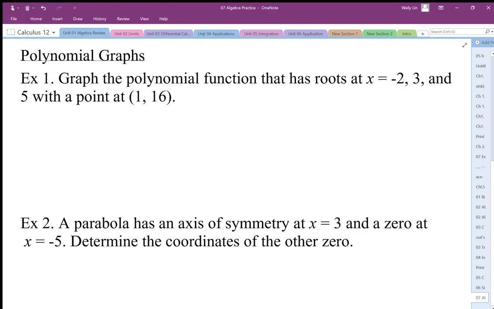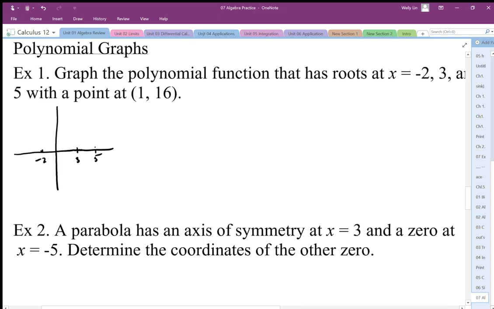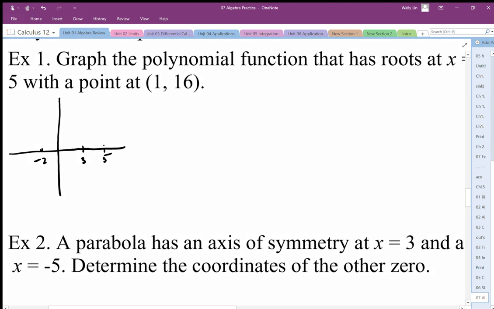So solving the graph of the polynomial function tells us we have roots at -2, 3, and 5. So I'm just going to sketch a quick graph here. So -2, 3, and 5. Okay, and then it has a point at 1, 16 up, maybe somewhere around here.